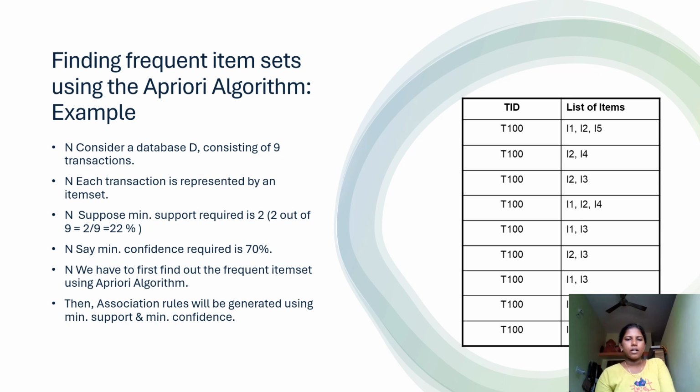So we first find the frequent item sets using the Apriori algorithm, then association rules will be generated using minimum support and minimum confidence. Here you can see how many times I1, I2 is repeated. In this table I1, I2 appears 1, 2, 3, 4 times. So 4 by 9, and then the percentage minimum support is calculated, and the minimum confidence is 70%. Then it is considered as a minimum support k-item set.